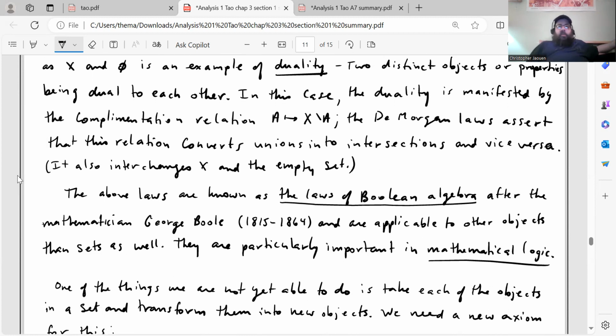And then just a note about where the name comes from. The above laws are known as the laws of Boolean algebra, after the mathematician George Boole, who lived from 1815 to 1864, and are applicable to other objects than sets as well. But they apply to sets here, which is what we're interested in. They're particularly important in mathematical logic.